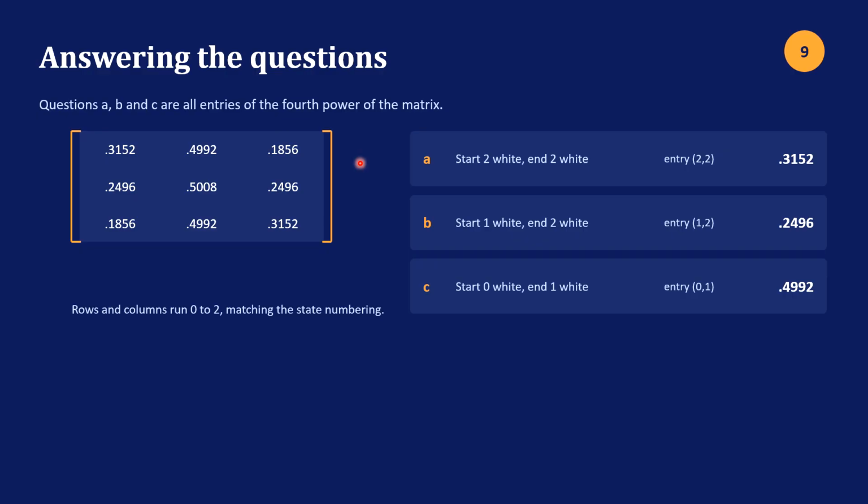So this is just using the theory we had about raising a transition matrix to a power, and that gives us the probabilities of going from one state to another in so many steps based on the power you've raised the matrix to.